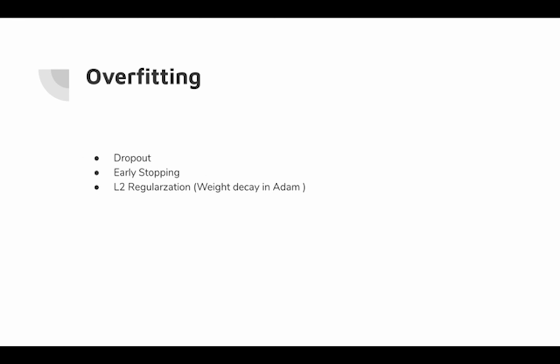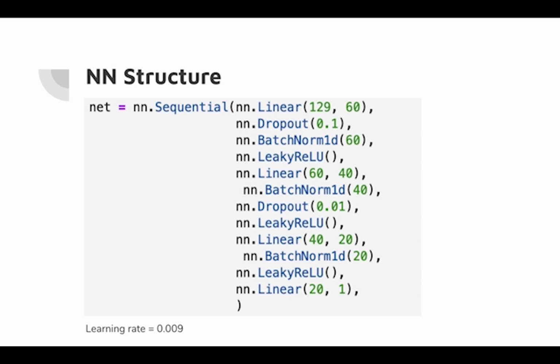To avoid overfitting, we add dropout and use early stopping, also adding L2 regularization. And our final structure is this one. This is a deep forward network with 3 hidden layers, each layer with batch normalization and some layers with dropout. Learning rate is 0.009. And the result of our model is shown in this graph.